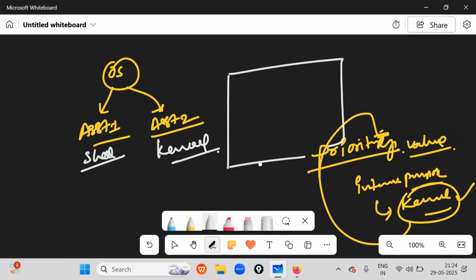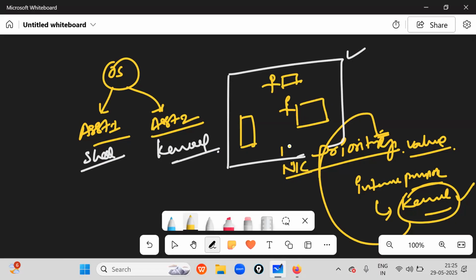The kernel is talking to hardware. Hardware in the sense of CPU, RAM, or disk, NIC, network interface card, all these things. This is SSD, this is CPU, this is RAM, this is NIC. All are nothing but hardware only.